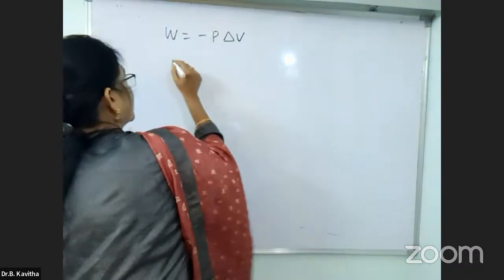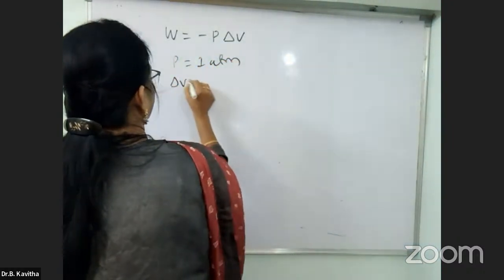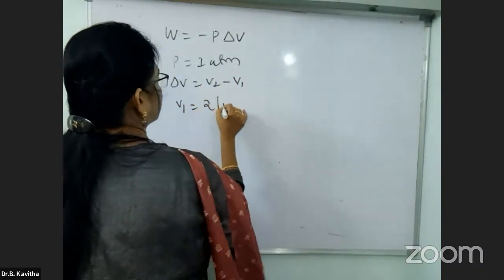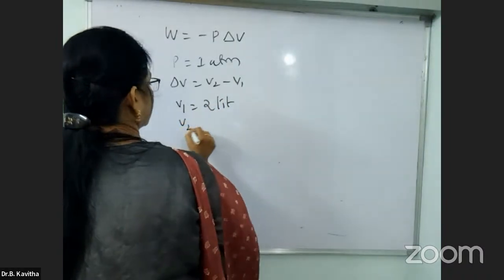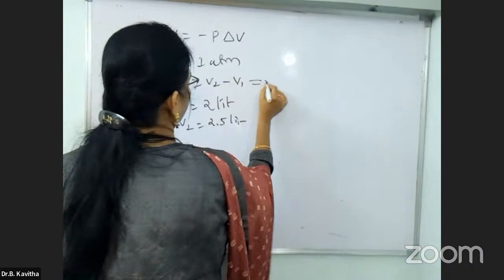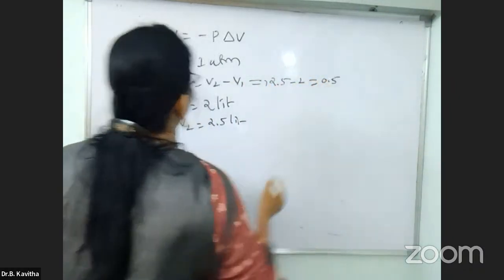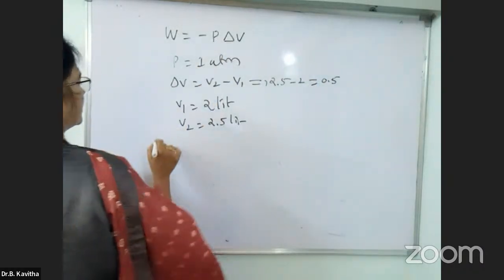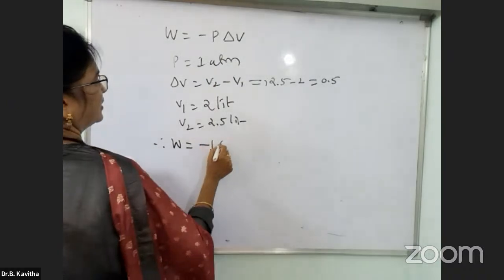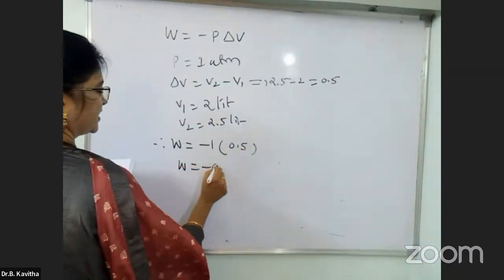So what P is given to us? 1 atmosphere is given. And what is delta V? It is V2 minus V1. V1 is given as 2, and the second is 2.5 liters. So delta V is 2.5 minus 2, it is 0.5. Substitute these two values. Therefore what is W? Minus P, that is 1, and delta V is 0.5. What is the answer? Minus 0.5.